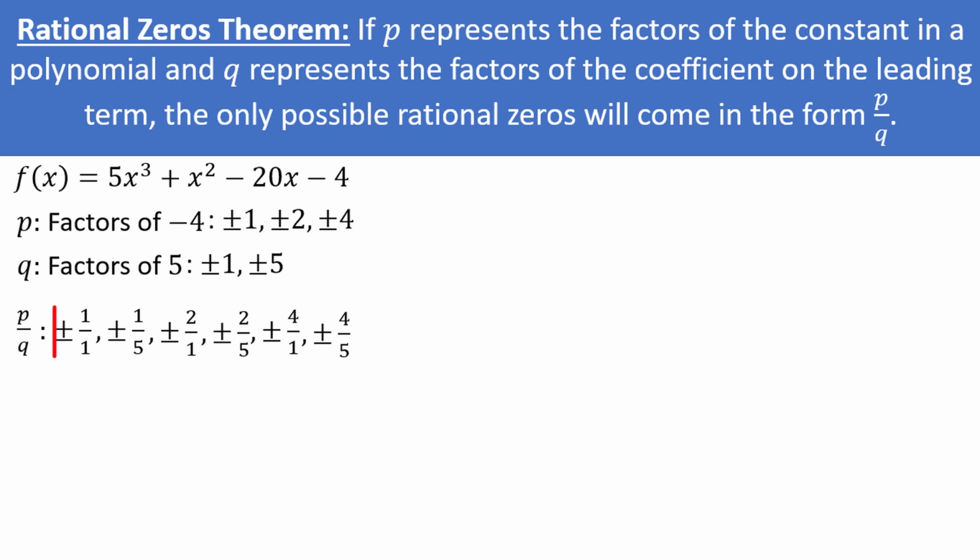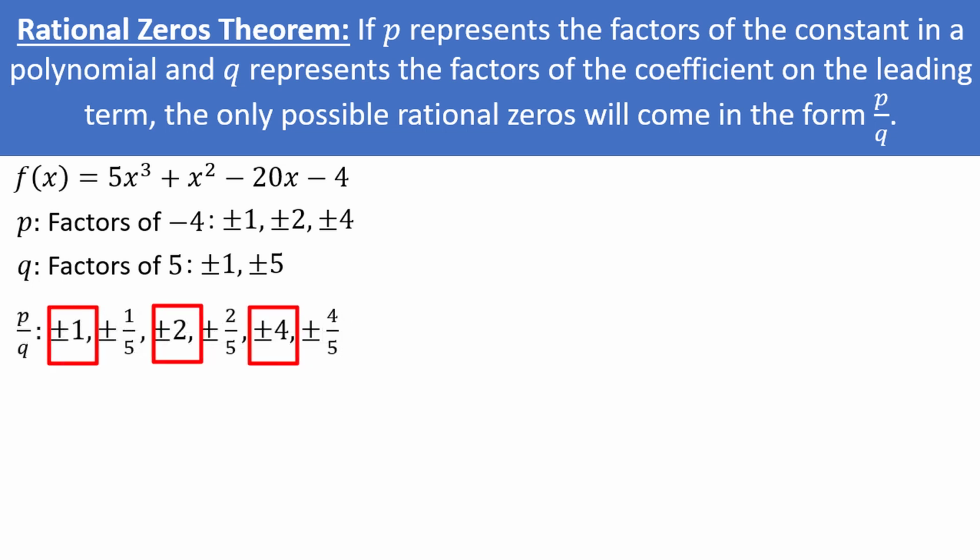Cleaning this up a bit, 1 over 1, 2 over 1, and 4 over 1 can be simplified. Now note, if there are irrational zeros, such as square roots of things that aren't perfect squares, or perhaps imaginary zeros, those will not show up on your list. They will show up later when you start factoring.